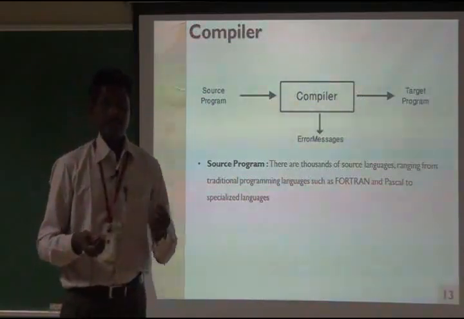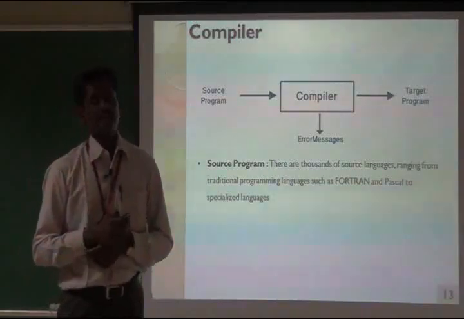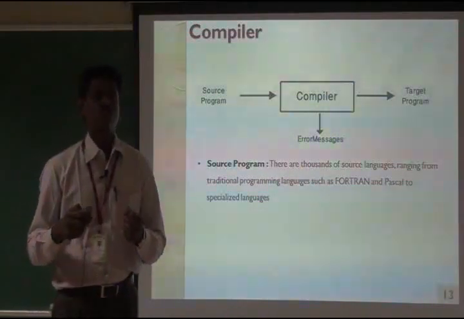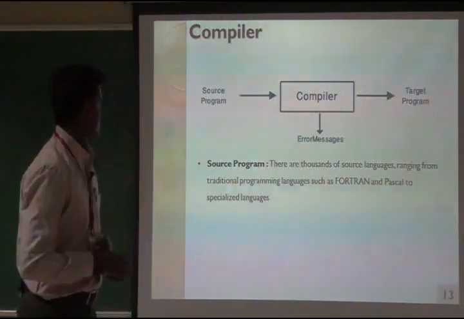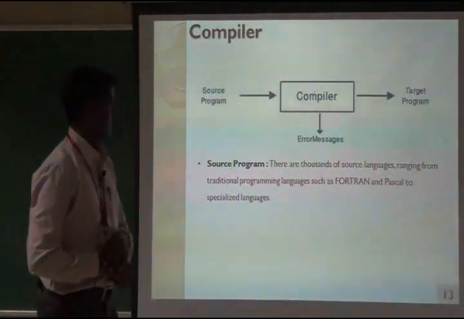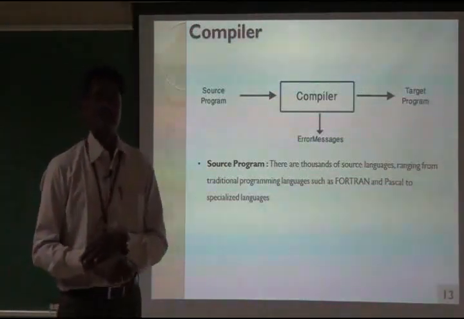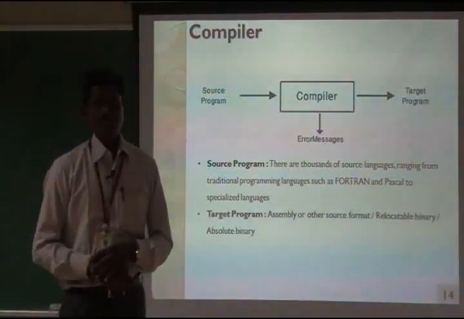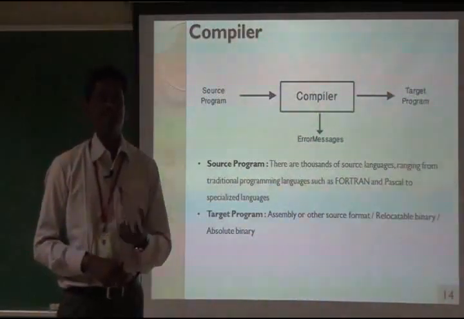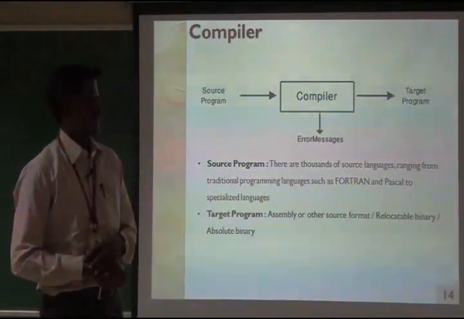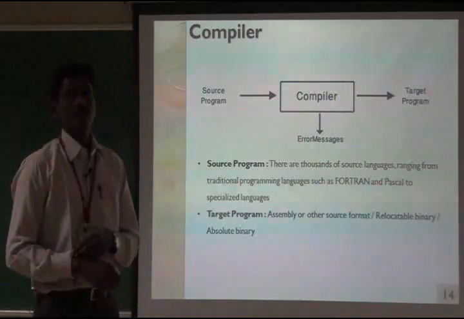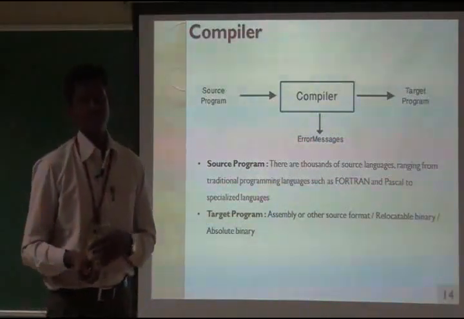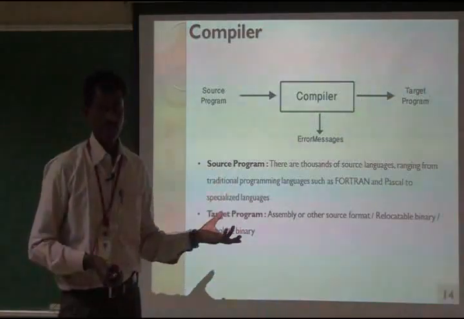Even for C, there are Turbo C, Microsoft C, Borland, and IBM compilers. So there are many compilers for separate languages. Thousands of computer languages are considered as source languages, which are given as input to the compiler. Then the target program: the compiler compiles the program and may give output as assembly code, relocatable machine code, or absolute machine code. The absolute machine code can be directly executed in the computer. So the compiler can produce any one of these target codes.